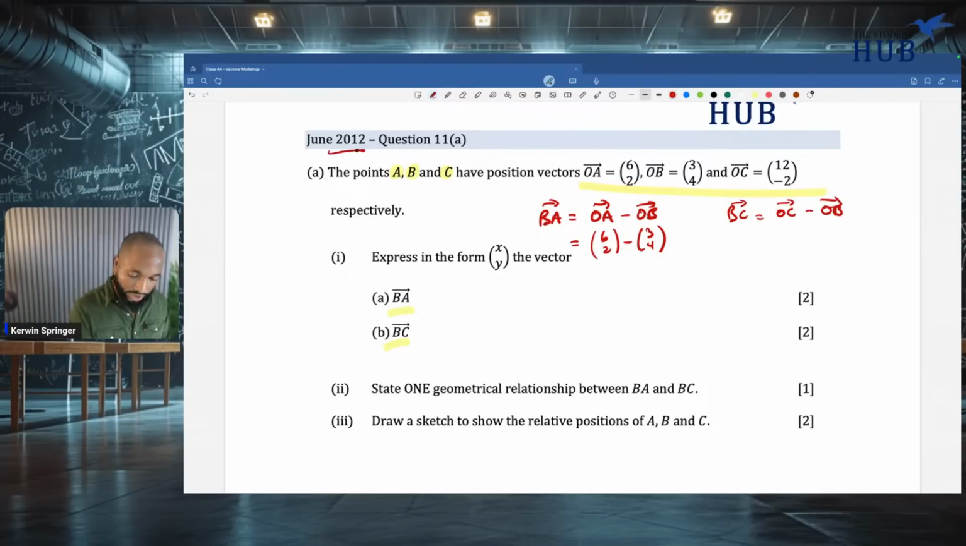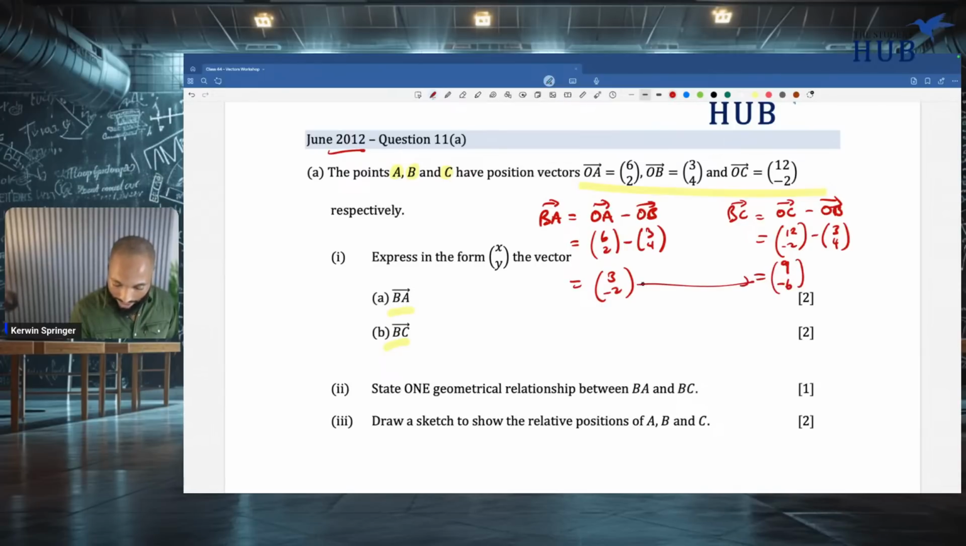This is June 2012 now. This is really easy. If they bring this, they aren't going to waste so many marks on an easy thing like this now. Back in the days, they used to do these things. 6 minus 3 is 3. 2 minus 4 is negative 2. 12 minus 3 is 9. Negative 2 minus 4 is negative 6.